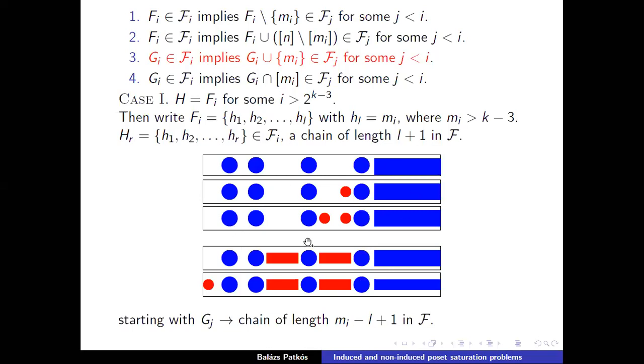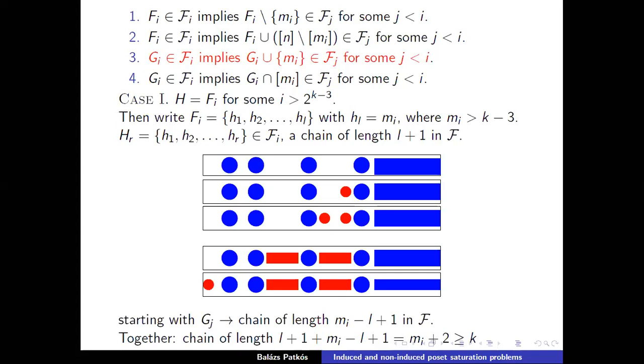So this is a chain, and I can put together these two chains, a chain of length L plus 1 and a chain of length this much, and altogether, what I get is a chain of length m sub I plus 2. But m sub I is strictly larger than k minus 3, so that means m sub I plus 2 is at least k. So that means that if I added such a set after the first 2 to the k minus 3 many pairs, then actually the family of the greedy collects process contains a chain of length k.